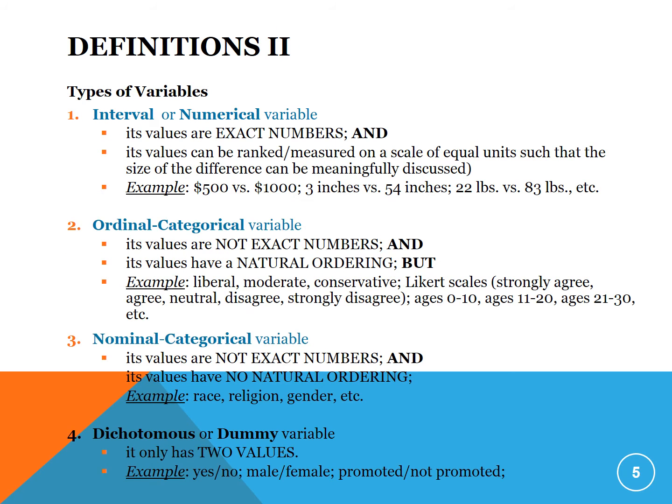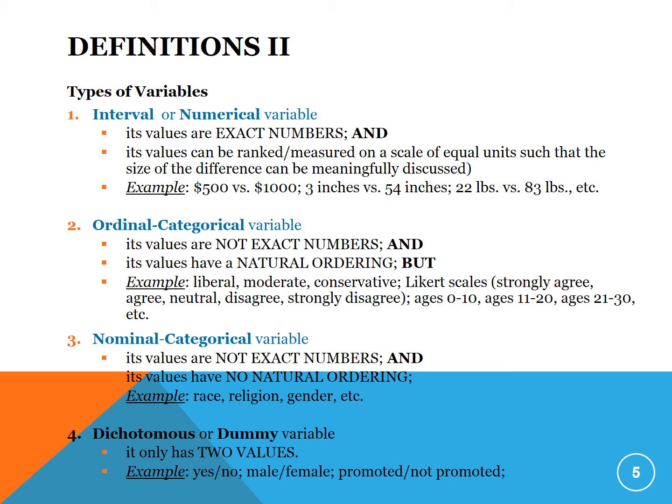More definitions. So, we've got different types of variables, but the way that we understand what the variable type is is by looking at its value. For an interval or a numeric variable, the values for that variable have to be numbers, exact numbers, not ranges of numbers, but exact numbers.